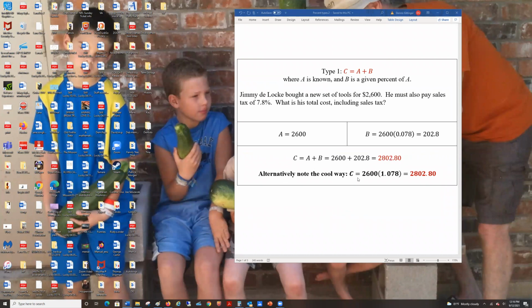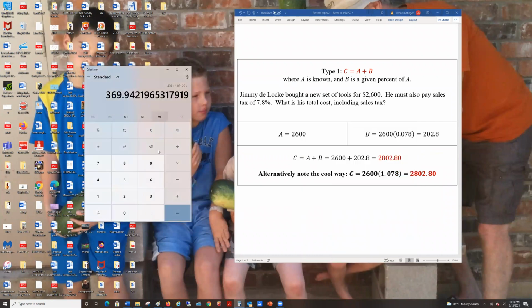Now, the cool way of doing this is to multiply 2,600 by 1.078. And the reason that works is simply this. 2,600 times 1 is 2,600. And 2,600 times 0.078 is the tax. And when you multiply that by 1 point the tax rate, you get the whole shebang all at once, $2,802.80.